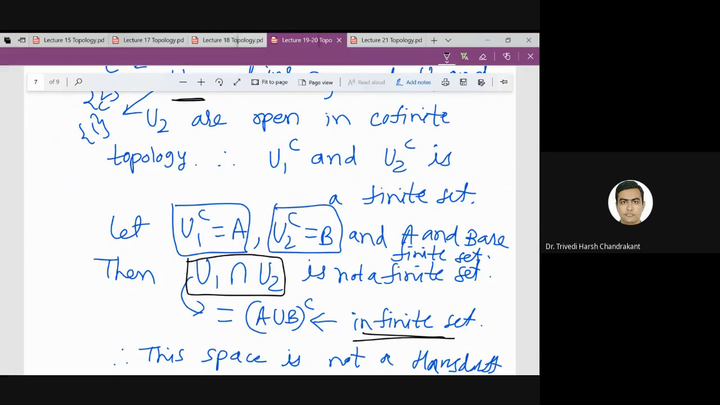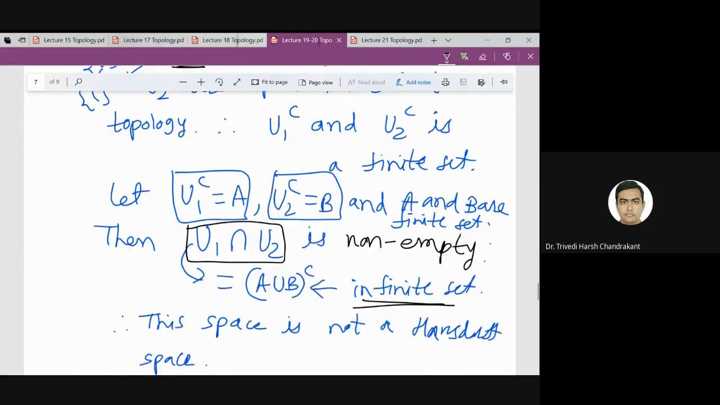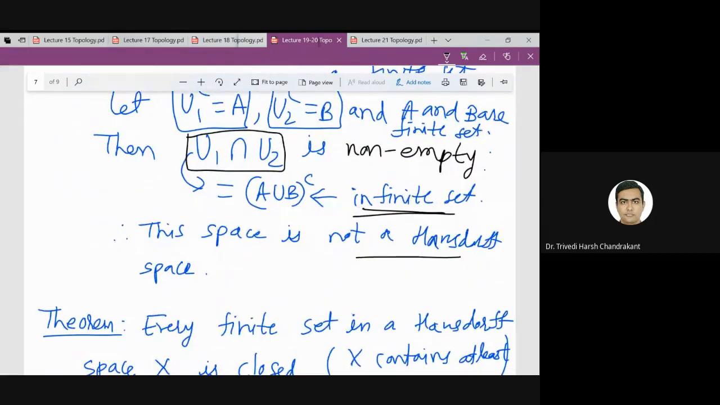Therefore, the intersection is non-empty. So here I should write that the intersection is non-empty, so just correct this, because for a Hausdorff space we have to show the intersection is phi, a null set. But we have shown that the intersection contains infinitely many points. Therefore, it does not satisfy the property of a Hausdorff space, so it is not a Hausdorff space.